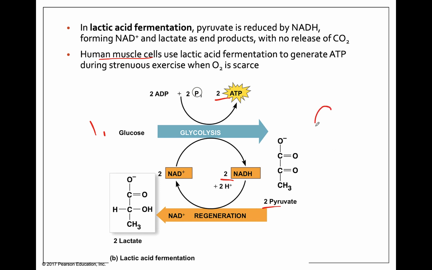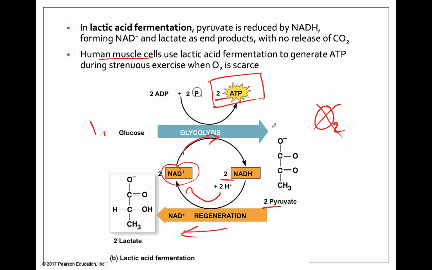So this is going to happen when there's no oxygen around. Often this is happening during strenuous exercise. This might cause you to get kind of a cramp in your side. So what happens when there's no oxygen available to your muscle tissue is that they will go through this lactic acid fermentation. They produce lactate, and at the same time, we regenerate NAD+, so that glycolysis can keep making our measly 2 ATPs.